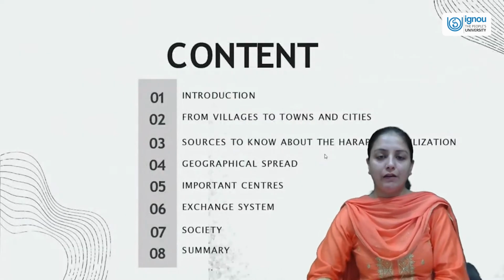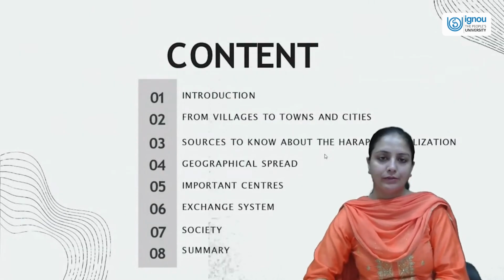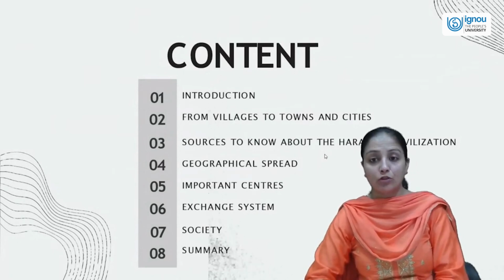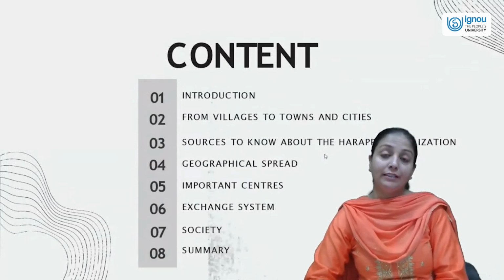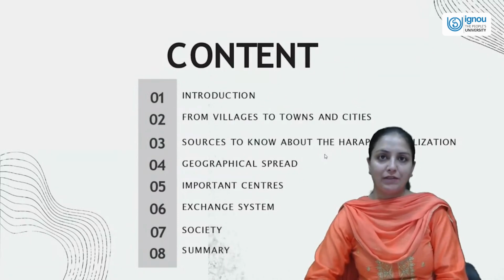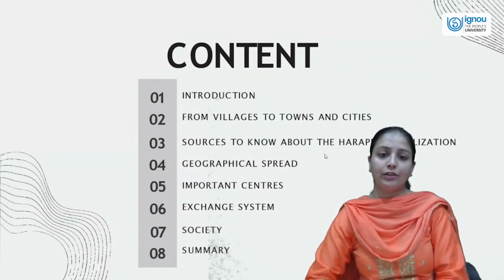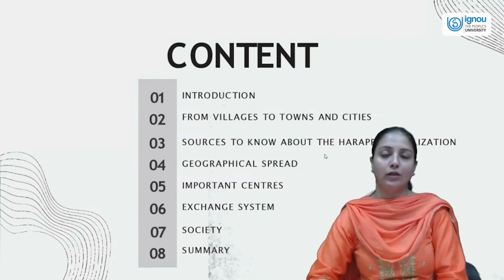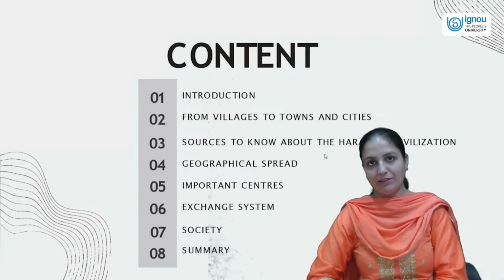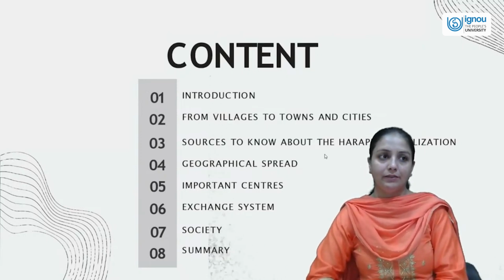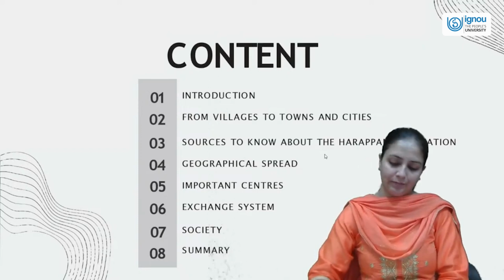The contents which we will cover in this Unit 6 are the introduction of this chapter, from villages to towns and cities, and sources to know about Harappan civilization. What were the sources? How do we get the resources about the Harappan civilization? Geographical spread, east, west, north, south, important centers of Harappan civilization, from where they trade with one another, the exchange system, how they exchange, how they trade with each other, and society.